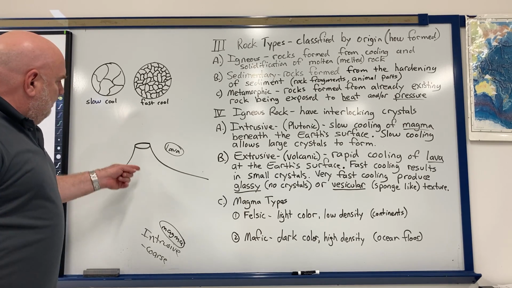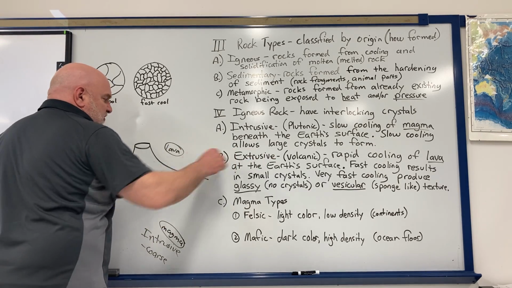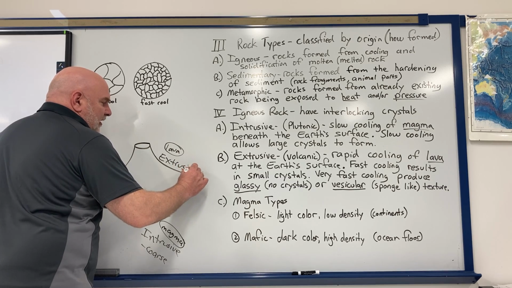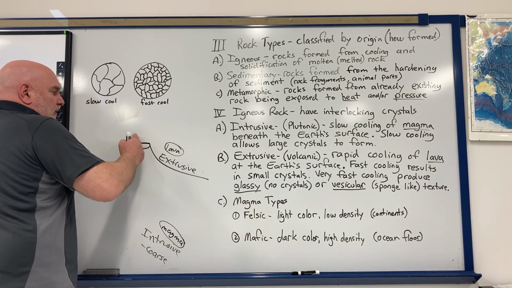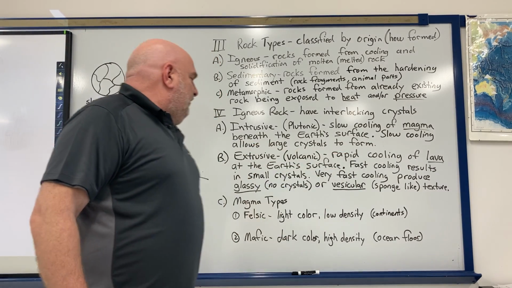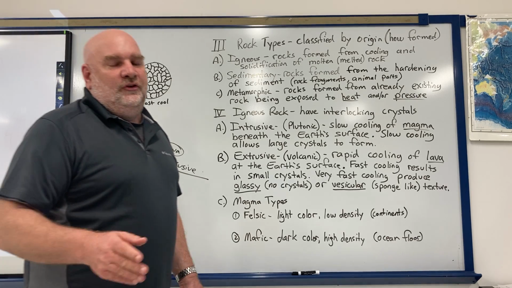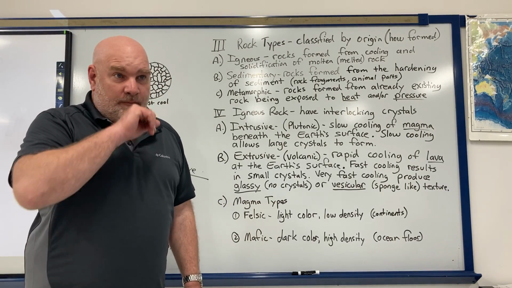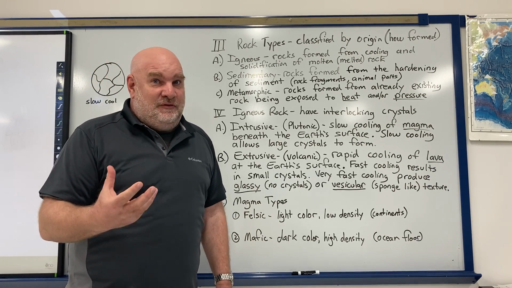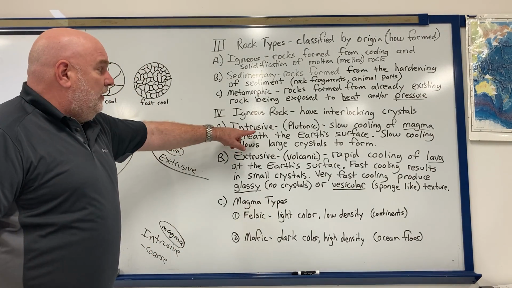But anyway, the melted rock comes out of the volcano. The stuff that cools at the surface is what we call extrusive. So extrusive igneous rocks would form up here, erupt, and then come down. Fast cooling results in small crystals. Now, when I say small crystals, what that means is the crystals are small enough that you're not seeing them with your naked eye. If you can see the crystals with your naked eye, it's considered relatively large crystals.